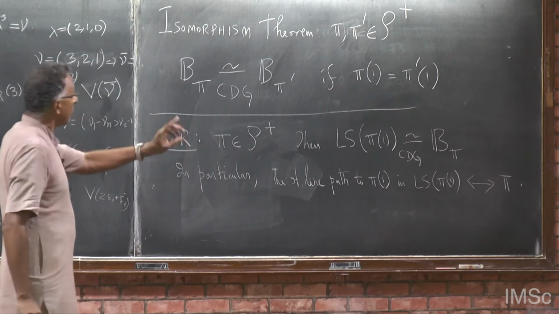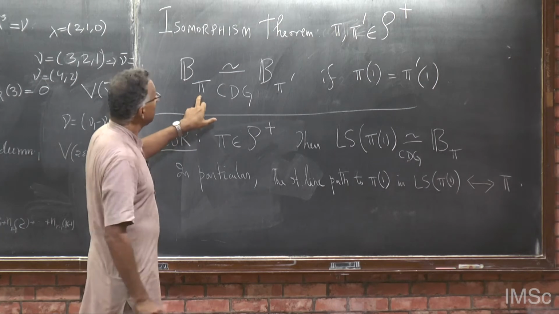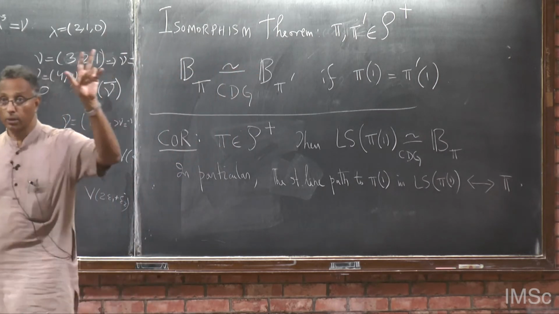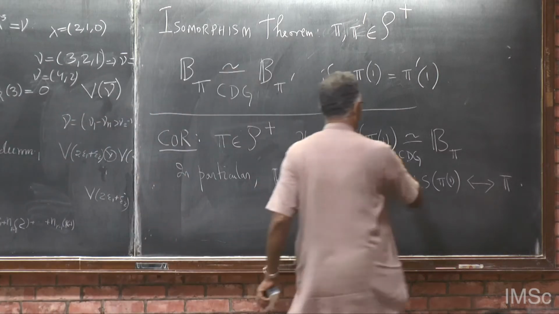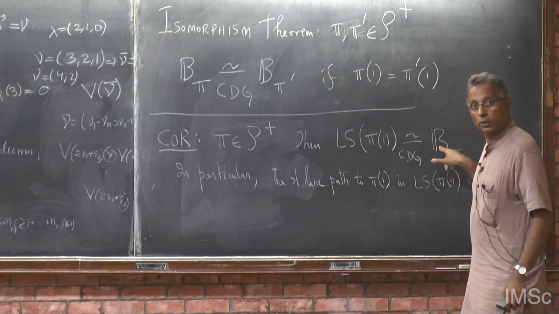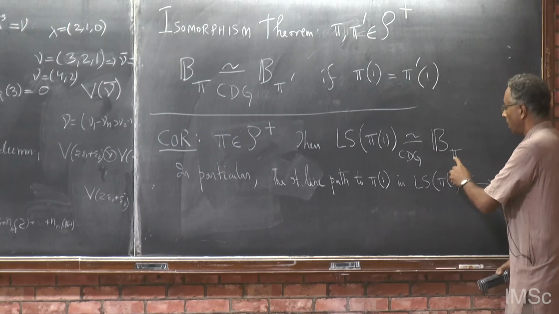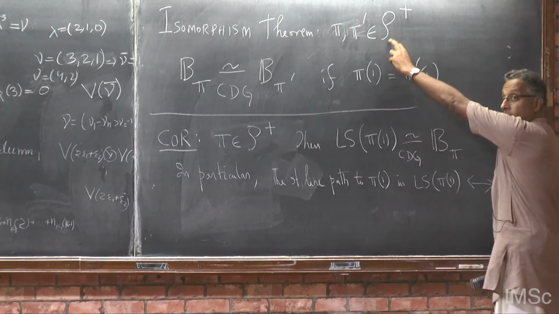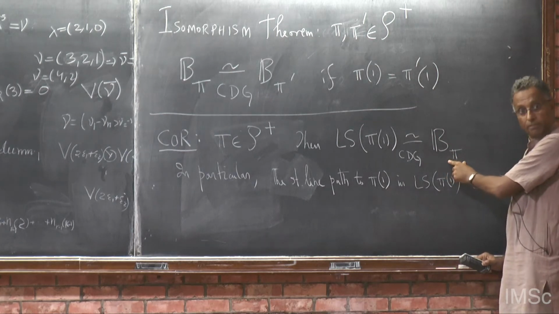because pi is a path which is killed by all E alphas, because the image is in the dominant Weyl chamber. Therefore, it must be mapped to something that is killed by all the E alphas. So, is the logic clear? So, just from this isomorphism, I can also conclude that the straight line path is mapped to pi. Here is the argument. Pi belongs to P plus, right? Therefore, every E alpha vanishes on pi.